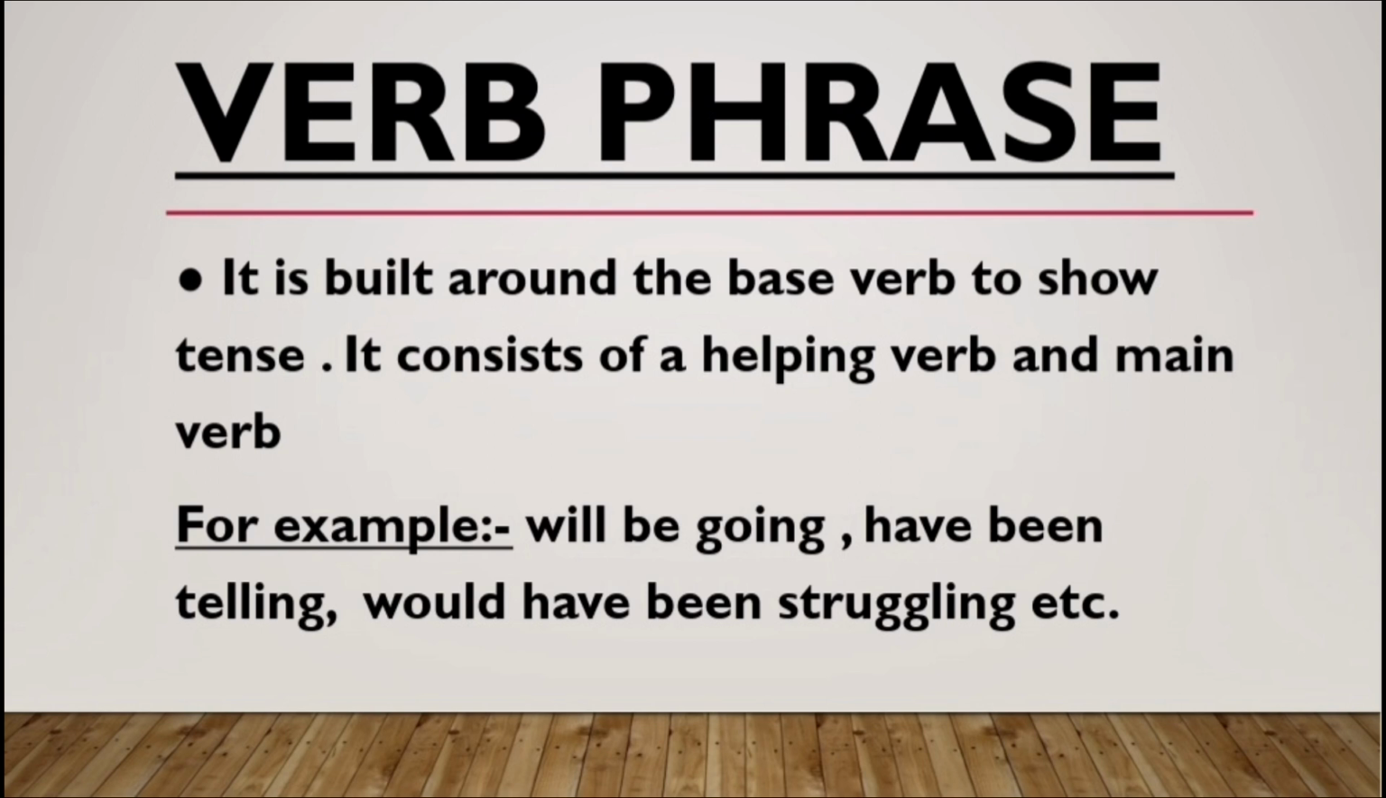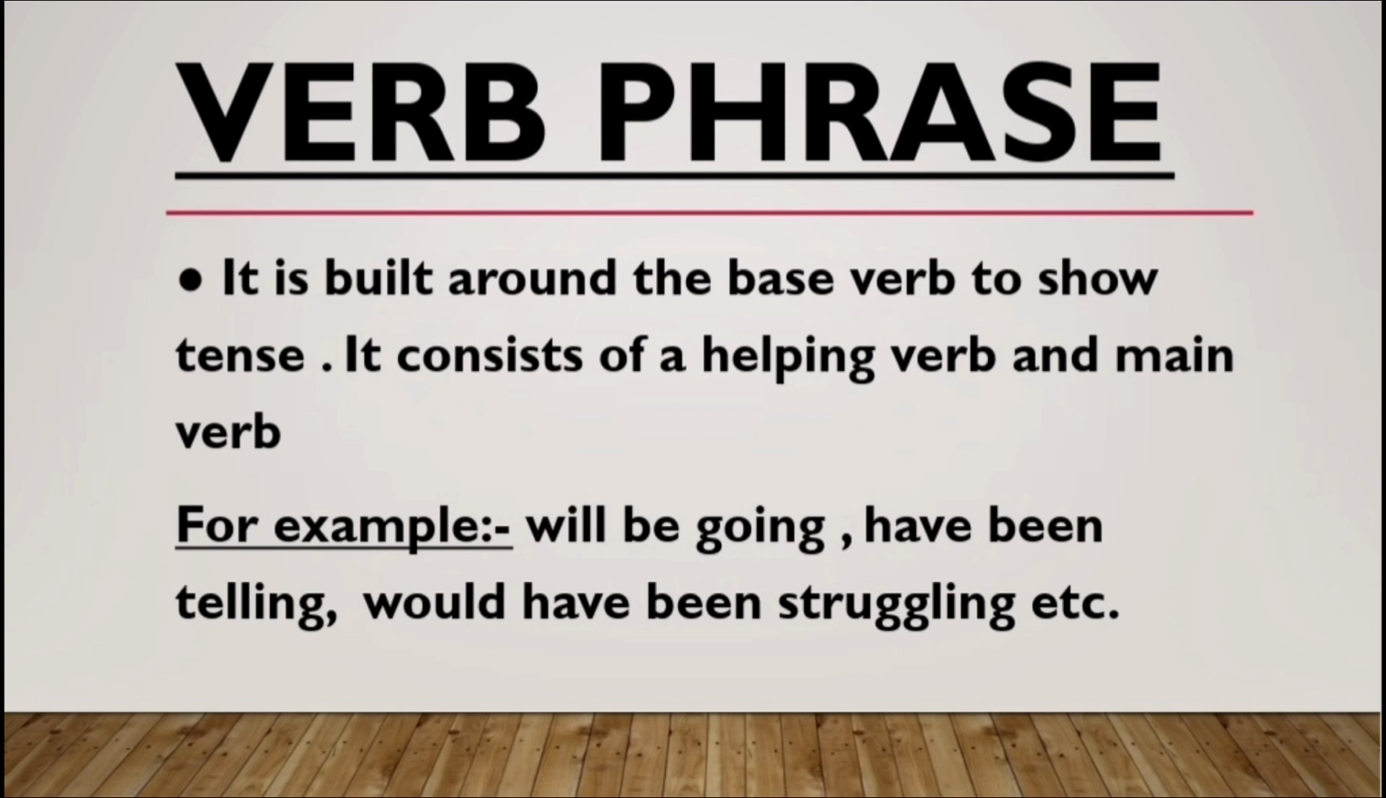Now let's proceed to some examples in order to comprehend verb phrases in a better way. One thing should be clear: a verb phrase is built around a base verb, the root form of the verb, and a helping verb like is, am, are, was, were, will be, have been, etc. Let us have a look at some examples here. The first one is "will be going." Here you have a helping verb form, will be, then you have going, which is the ing form of the base verb.